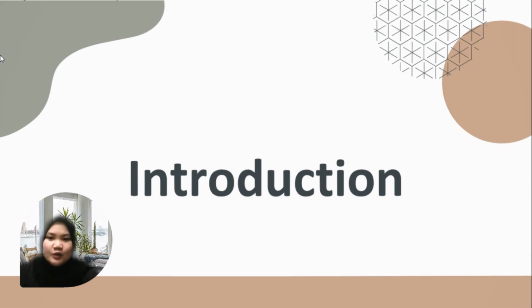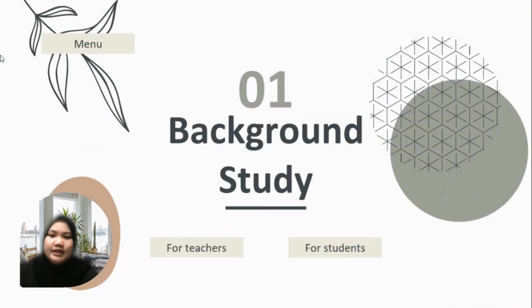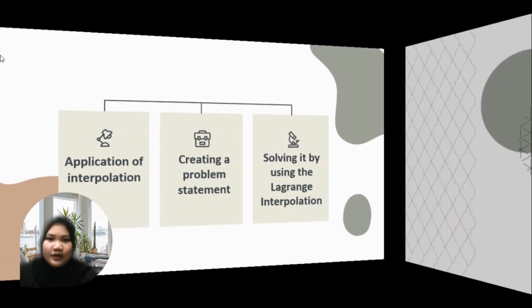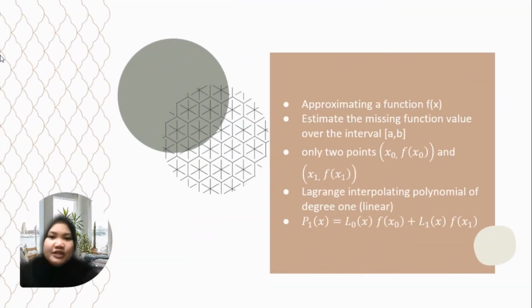So first, let's go to the background of study. This project describes the application of interpolation. We create a problem statement, and we must solve it by using our method of choice, which is Lagrange interpolation. Interpolation is a process of approximating a function f(x). We must estimate the missing function value over the interval [a, b].